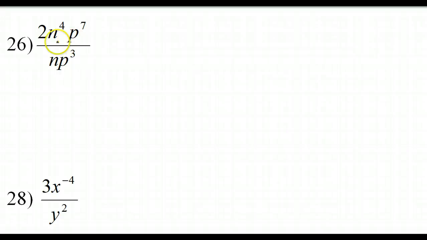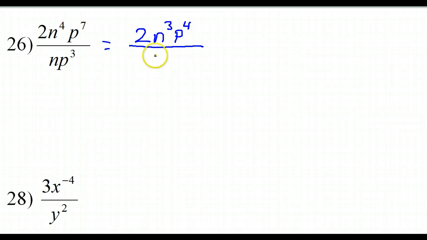All right, 26. There are no negative exponents, so I don't have to worry about that. 2 doesn't have anything to cancel with or simplify, so I'll just put down the 2. This n will cancel out one of these n's, so I'll have n to the 3rd power. These 3 p's will cancel out 3 of these p's, so I will have p to the 4th power. There's nothing left down here, and I don't need to put a 1 in the denominator, so this will be my final answer.